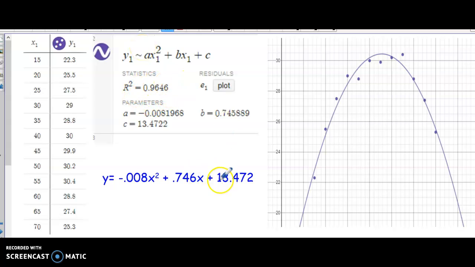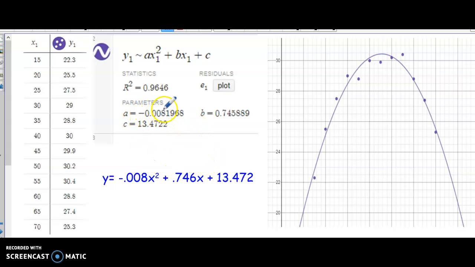My R value is 9.6, so that's very close to 1. These are my A, B, and C values. So again, I have to make sure that I look underneath where it says parameters. So that gives me my A, B, and C values. This time I rounded to the nearest 100 simply because I needed a few more decimal places.